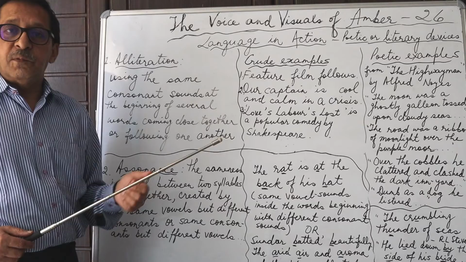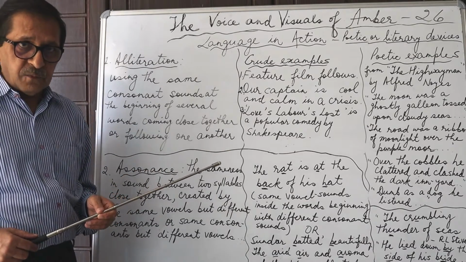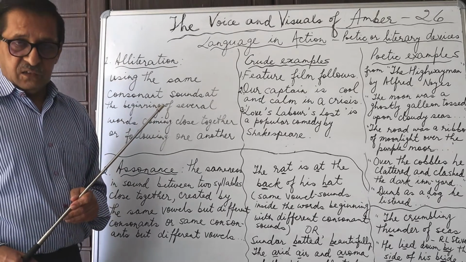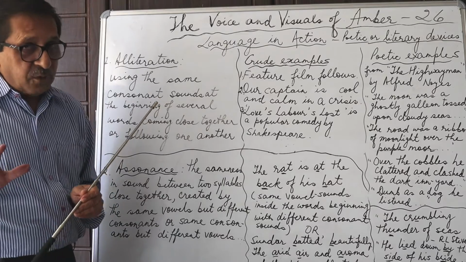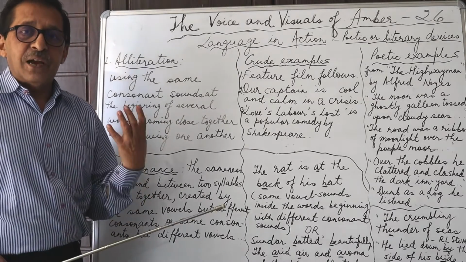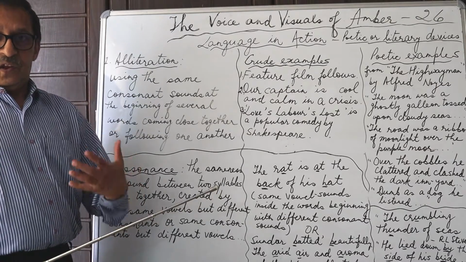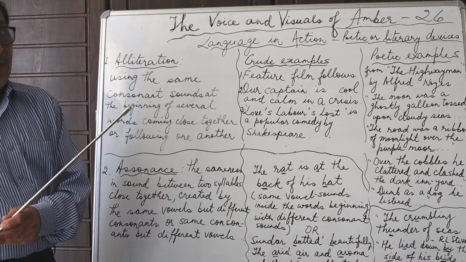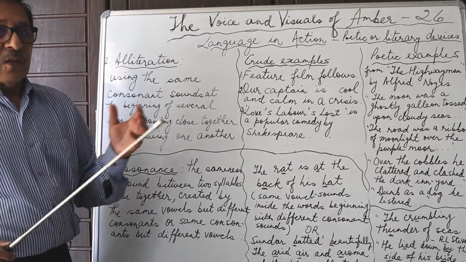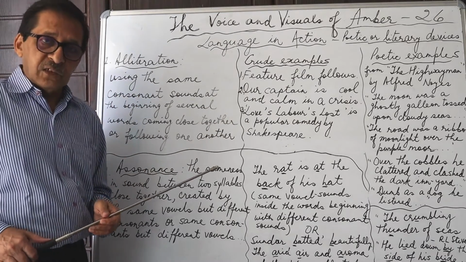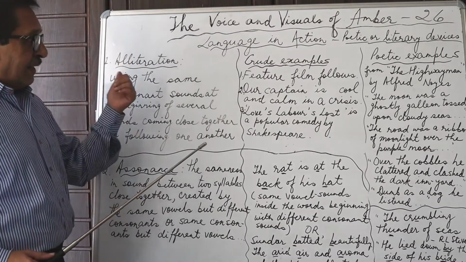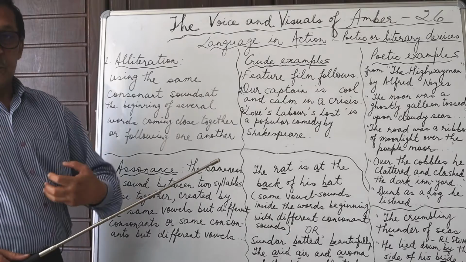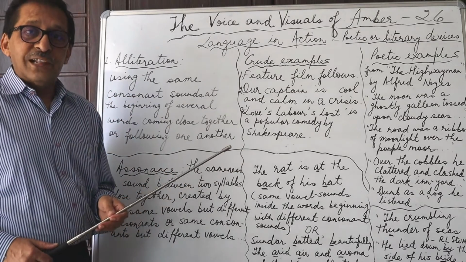So, the last time we did similes and metaphors. Today, we are going to do alliteration and assonance. Both have got something to do with the sounds coming out of the words, whether it's a consonant sound or a vowel sound, and where exactly. So we shall be dealing today with alliteration and assonance. Let's begin with alliteration, our third figure of speech or our third poetic or literary device.